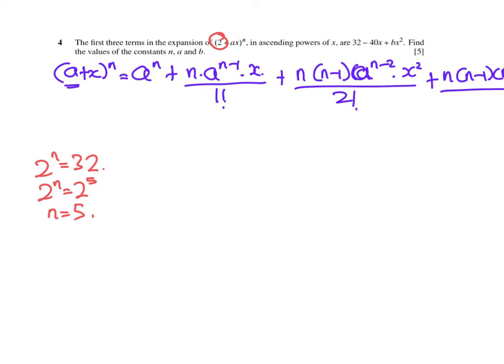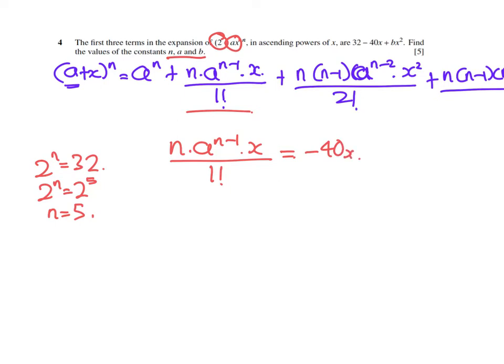Next, the question requires us to find a, n, and b. We already have n, so the next value I want to find is a. In the binomial you have two terms, and the second term is ax. So if I take the second term from this binomial expansion, n times a^(n-1) times x over 1 factorial, this would be minus 40x.